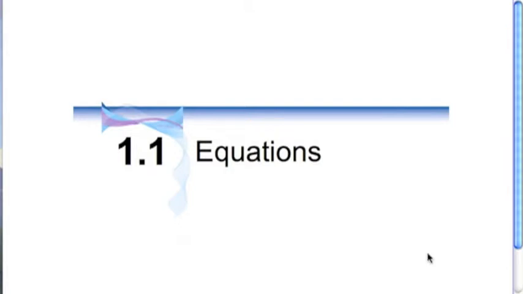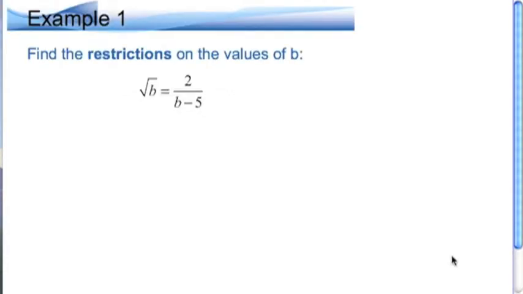Today we're going to talk about section 1.1, which is all about equations. Before we actually solve the equations, let's take a minute to talk about what it means to be a restriction. A restriction is a value of the variable that is not allowed. That means that if you got it as an answer, you wouldn't be allowed to use it. You would have to toss it out.